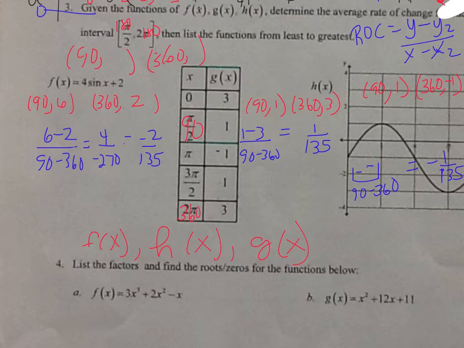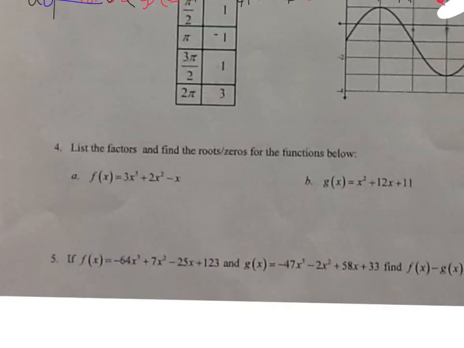All right, so let's take a look at 4. Okay, so 4 says to list the factors. So you have to factor them. Find the zeros or the roots. Same thing, so that means set them equal to 0 for the functions below. All right, so I'm just going to move the paper up so I have more room here.